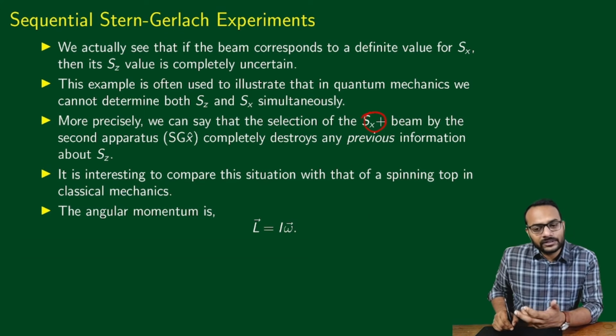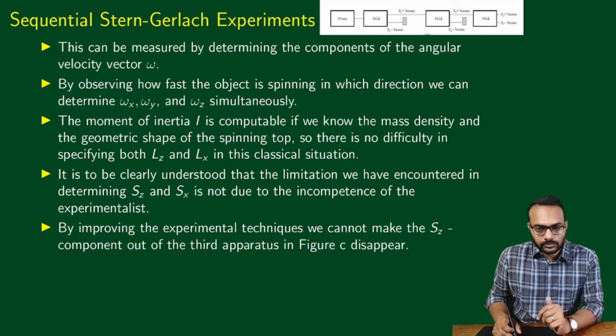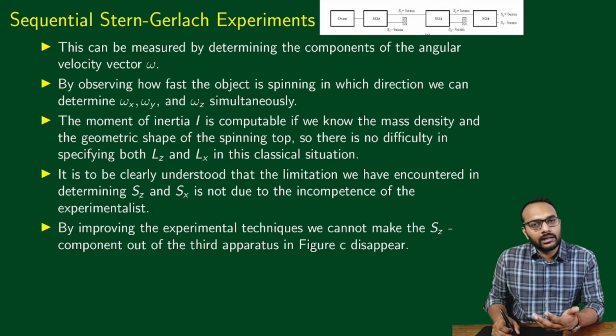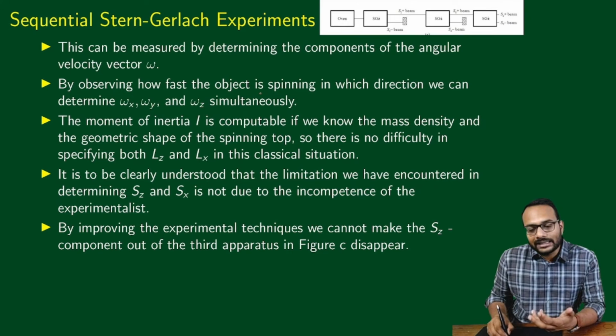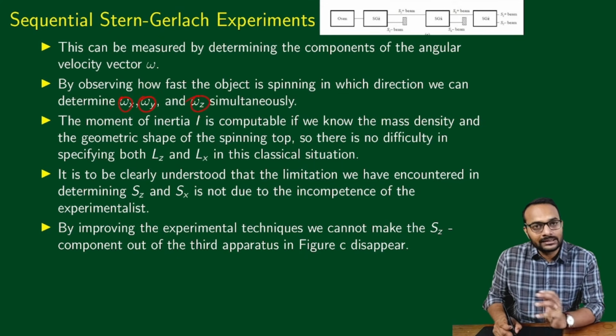In the case of a spinning top, we can write the angular momentum as L equals I omega, where I is the moment of inertia. The angular velocity omega can be calculated by observing how fast the object is spinning and in which direction. We can actually find omega x, omega y, and omega z simultaneously.